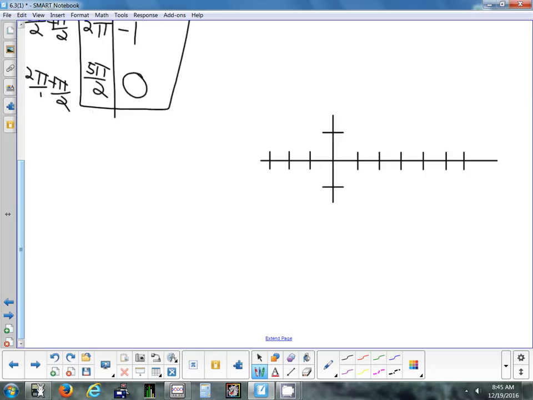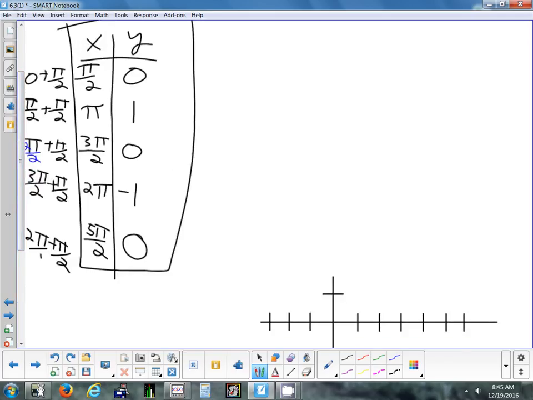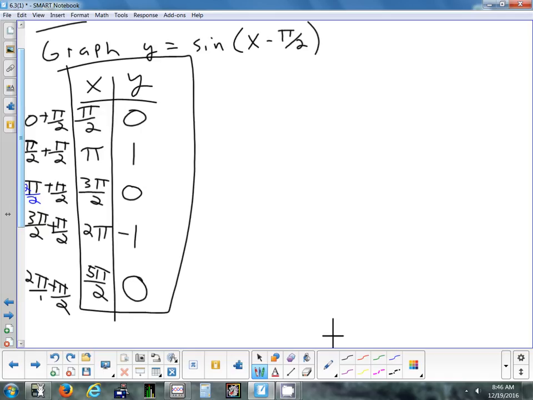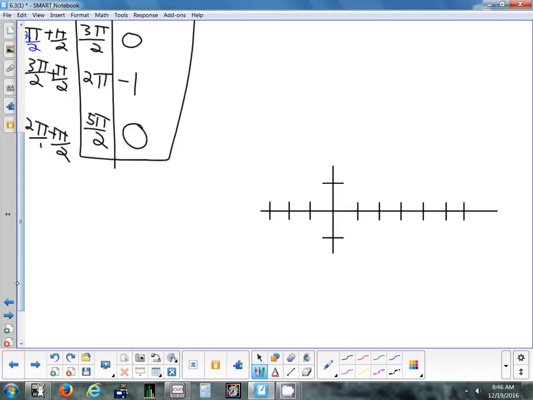All right, so when I set up my graph, I'm not going to label the x-axis 1, 2, 3, 4, 5, 6, because my values are pretty messy. As long as I label it and keep everything equally spaced, you can label it however you want. So I'm going to label it with these x values. Pi over 2, pi, 3 pi over 2, 2 pi, 5 pi over 2. And those are all equally spaced. That's 0, 90, 180, 270, 360, 450. Just plus 90 each time in degrees.